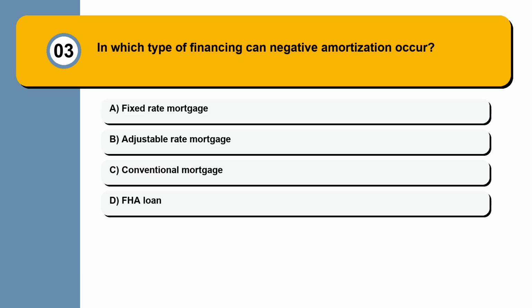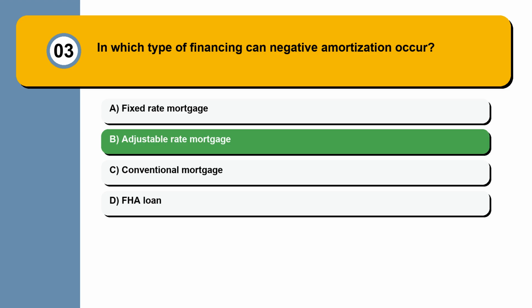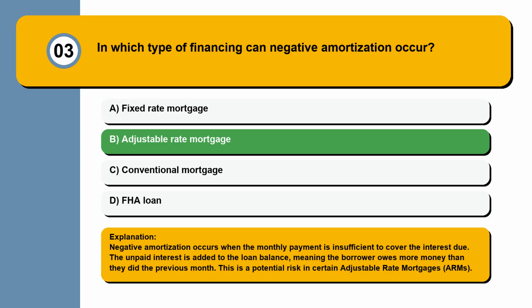Question 3. In which type of financing can negative amortization occur? Fixed rate mortgage, adjustable rate mortgage, conventional mortgage, FHA loan. Negative amortization occurs when the monthly payment is insufficient to cover the interest due. The unpaid interest is added to the loan balance, meaning the borrower owes more money than they did the previous month. This is a potential risk in certain adjustable rate mortgages, ARMs.